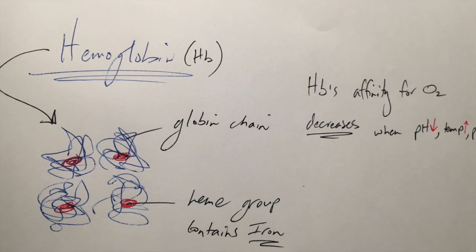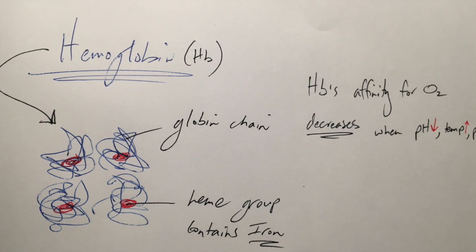It goes down even more, so it lets off more. That's perfect, because the leg muscles need it. Then if we have a lot of CO2, do you guys remember the buffer system that exists between carbon dioxide, water, carbonic acid, and the carbonate ions? Do you guys remember that?